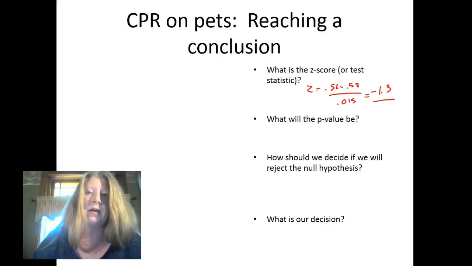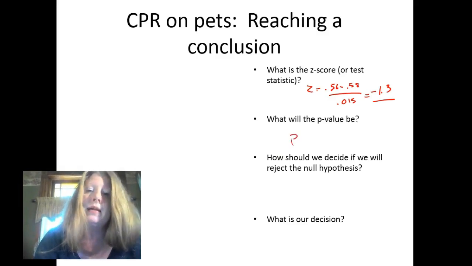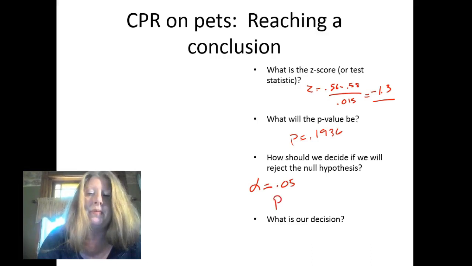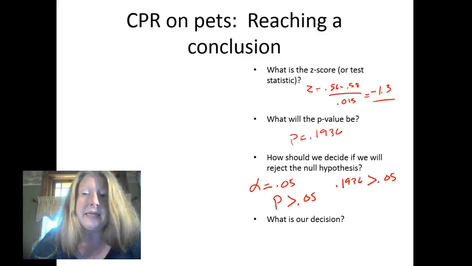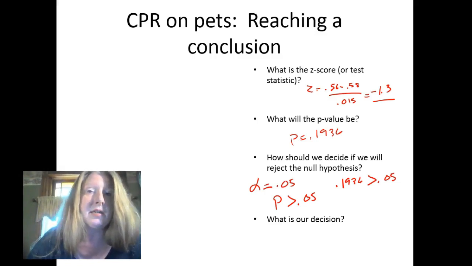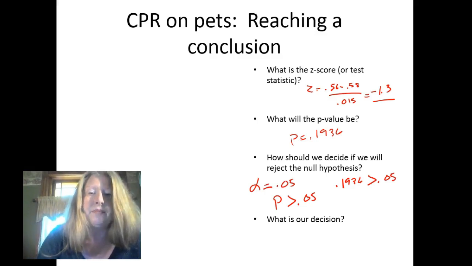So let's go back to our other slide. The p equals 0.1936, our p-value. If we're assuming, again, an alpha level of 0.05, p in this case is greater than 0.05, or 0.1936 is obviously much larger than 0.05. Another way of thinking about that is 19.36% is clearly much larger than 5%. What will our decision be?